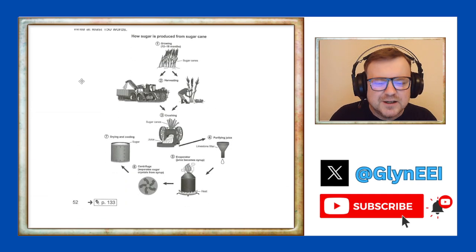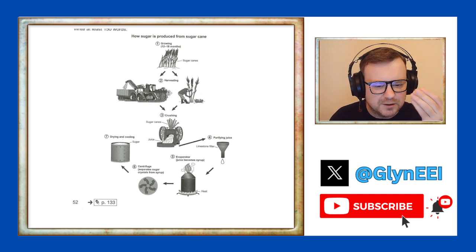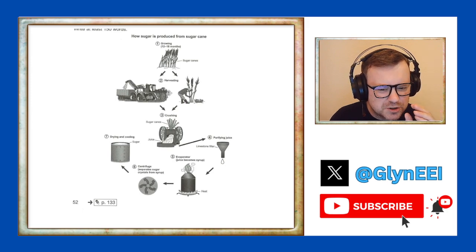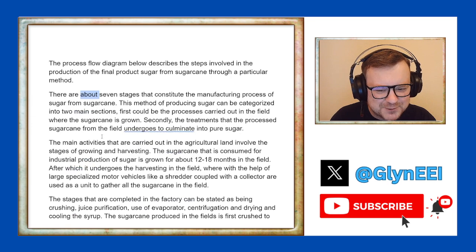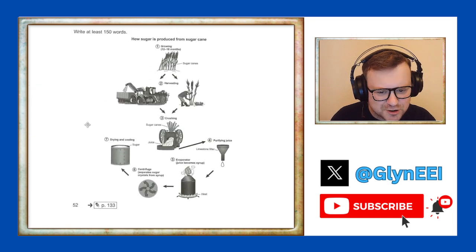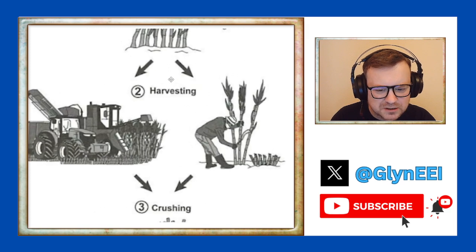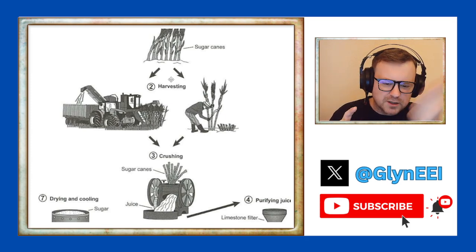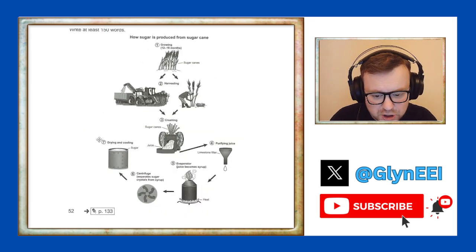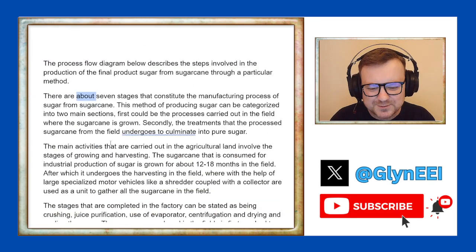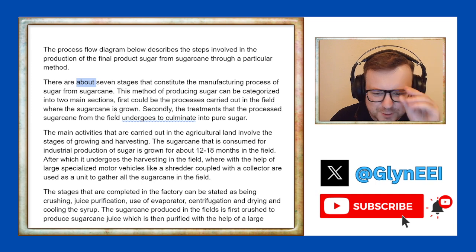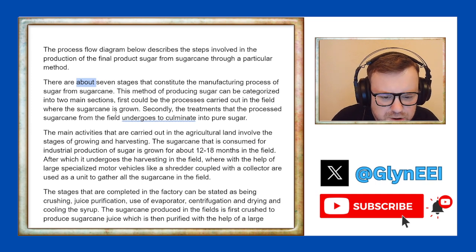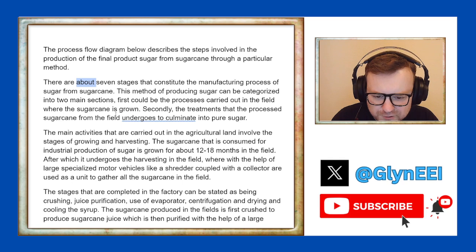Now, probably the candidate has looked at harvesting in stage 2 and thought, well, is that 1 stage or is that 2 stages? And so they've gone with about 7 stages, probably. But there are 7 stages. The point in step 2 here is that there are 2 ways of harvesting, one with machinery or one cutting by hand, but there are 7 stages in total. They are written, they are numbered 1, 2, 3, 4, 5, 6, 7. So I don't like this about, but okay, it's a very small thing. There are about 7 stages that constitute the manufacturing process of sugar from sugarcane.